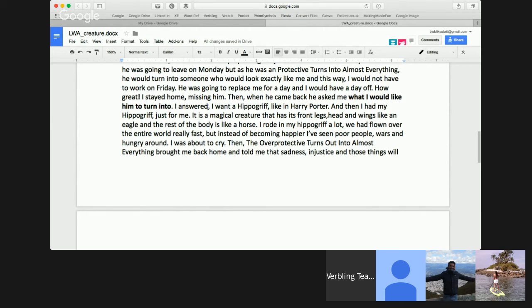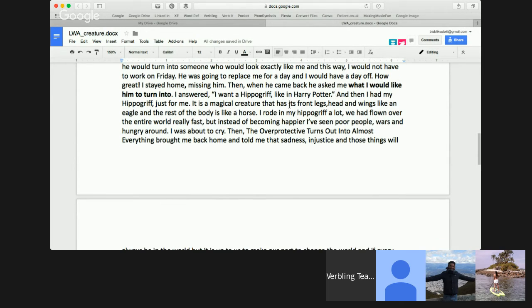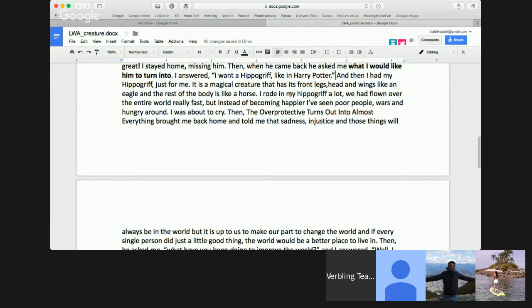I answered, I want a hippogriff like in Harry Potter. So if you're going to have direct speech, you need to put quotation marks. And then I had my hippogriff just for me. It is a magical creature that has its front legs, head and wings like an eagle, and the rest of the body is like a horse. I rode on my hippogriff a lot, because you can't get in a hippogriff. You get on it, like on a horse.